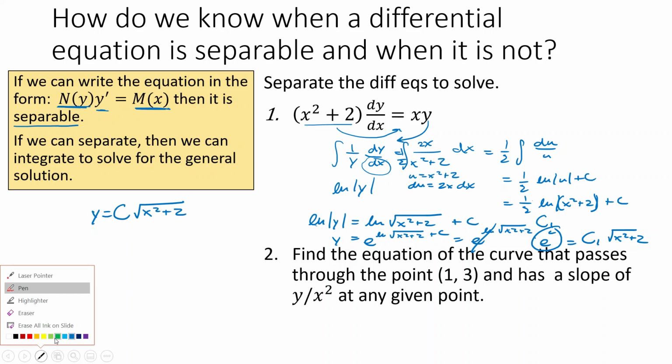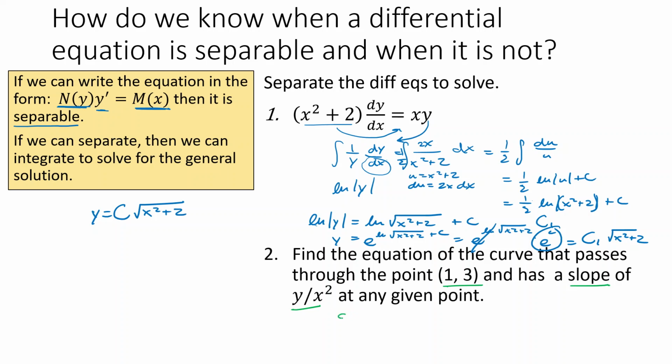All right, so that was a little tricky, but hopefully something we can do. Let's try the next one here. Find the equation of the curve that passes through the point 1, 3 and has a slope of y over x squared at any given point. So if it has the slope of that, and it looks like our variables are x and y, that means dy dx is equal to y over x squared. And we can just divide both sides by y to bring the y over. We get 1 over y with the dy, and we'll get 1 over x squared with the dx.